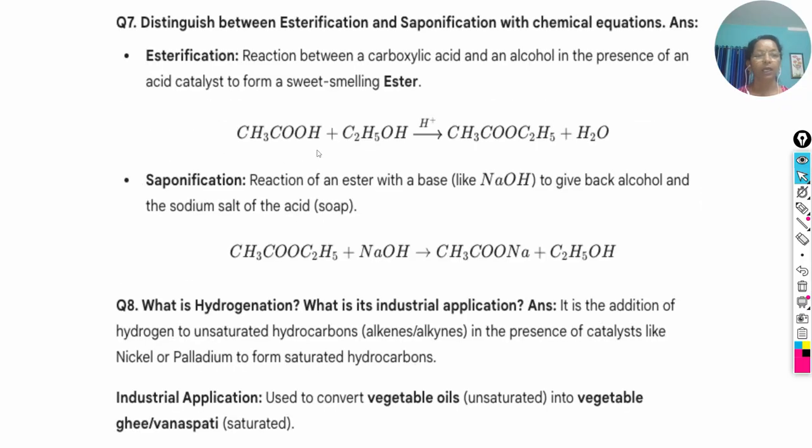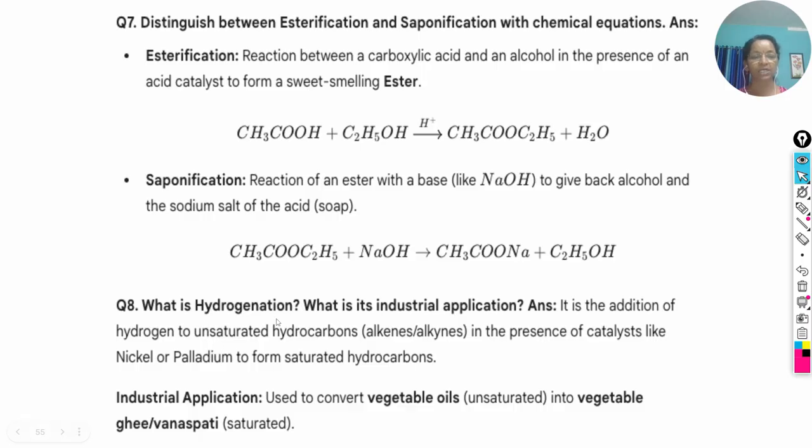Next question, distinguish between esterification and saponification with the chemical equations. Esterification definition you can give, and you can give the equation. Saponification definition you can give, and the equation like this. So that is a simple, direct question.